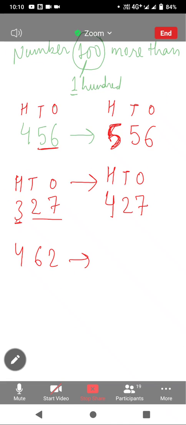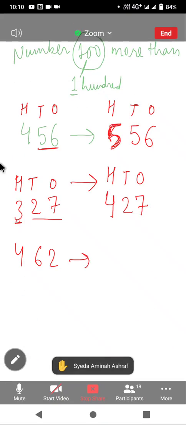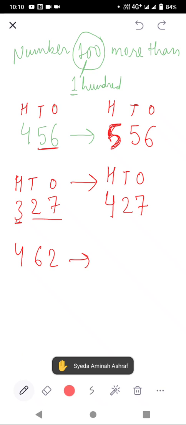562. Yes, very good. So 100 more than 462 is 562. Why? Because we are adding 1 in the hundreds place only.